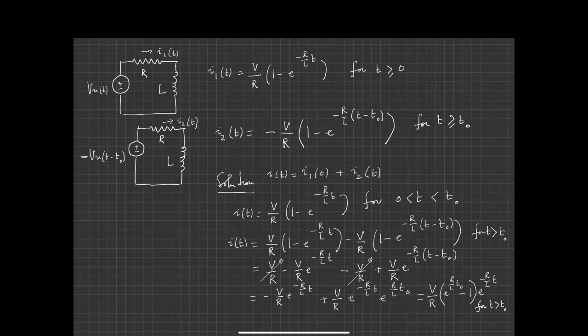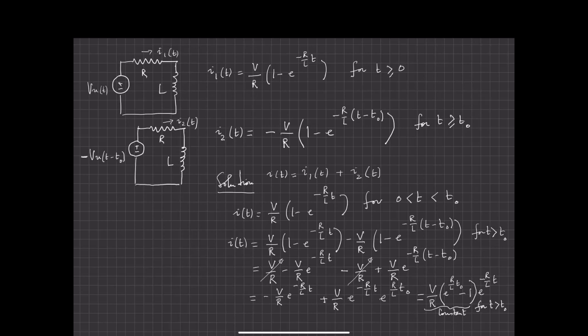Now let's just for a second look at this last expression, and what you see is that this term over here is simply a constant. V is a constant, R is a constant, L is a constant, t naught is a constant, 1 is a constant. So this quantity here in curly parens is a constant. So it's a constant times a decaying exponential.